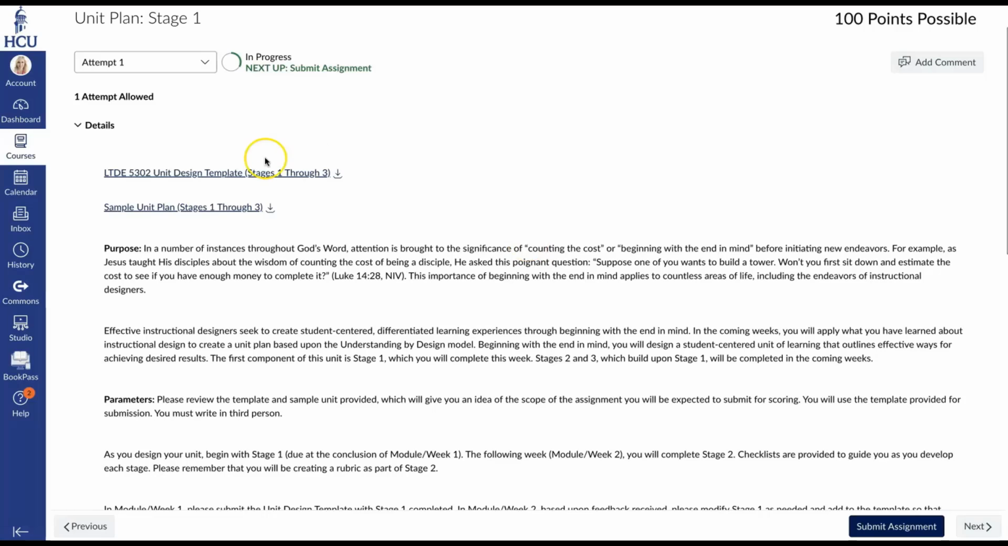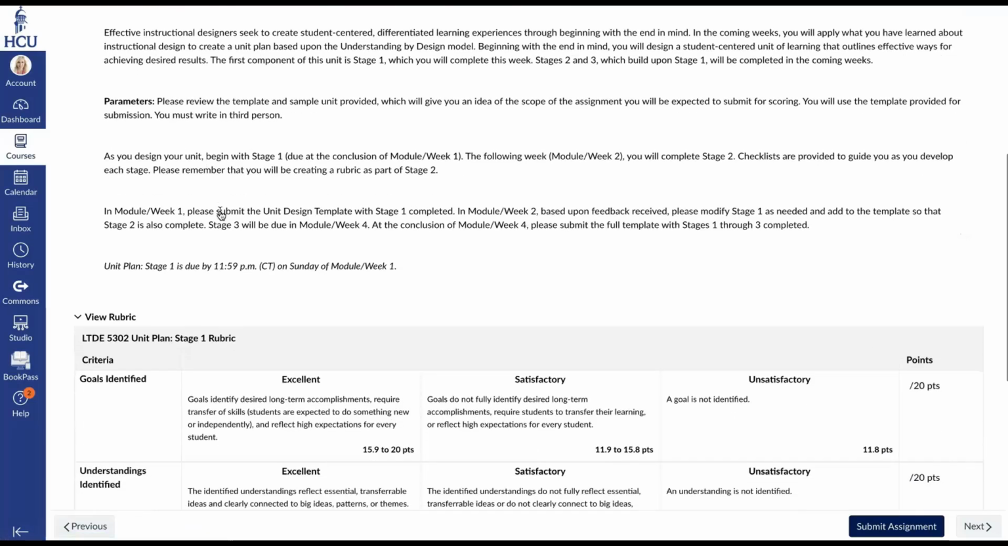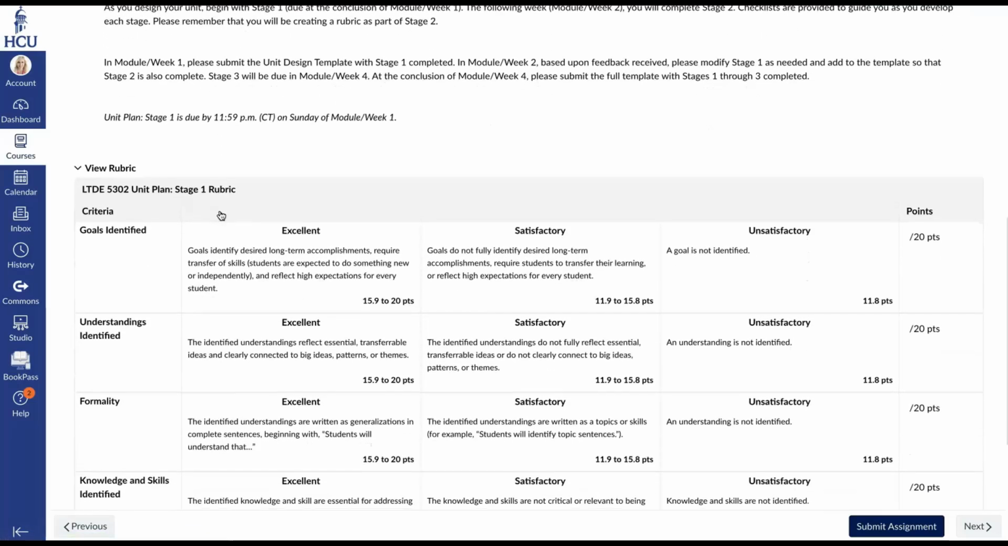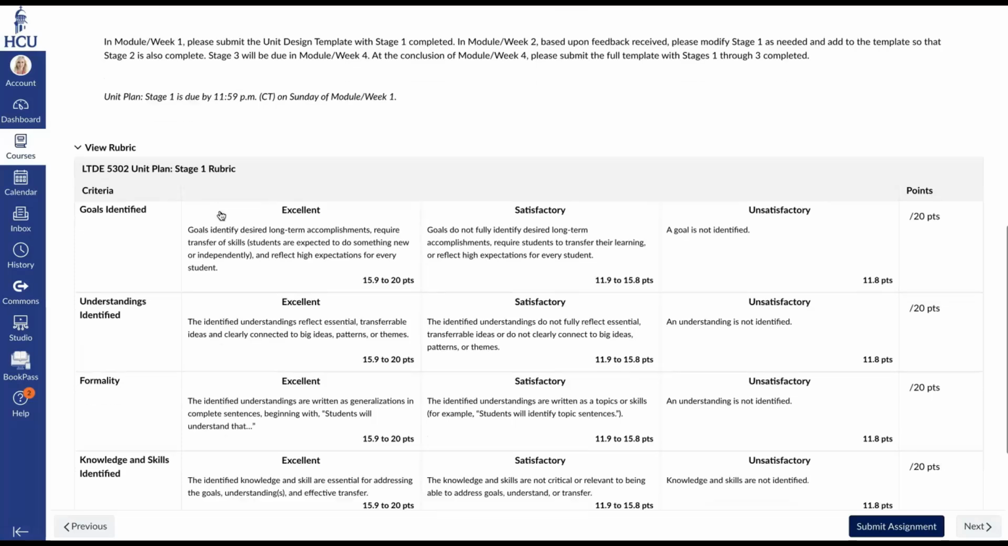You will see that there is a template for you to use, as well as a sample unit plan. Please carefully review the template and the sample unit plan so that you can gain ideas and inspiration as you are finishing Stage 1 of your unit. Stage 1, and only Stage 1, is due by 11:59 p.m. on Sunday of Module Week 1.